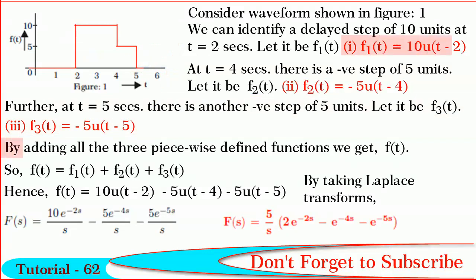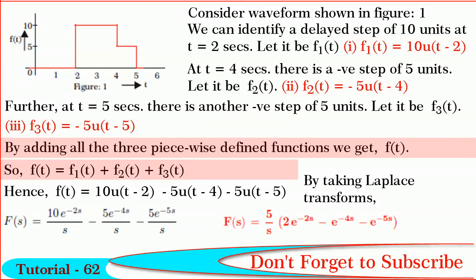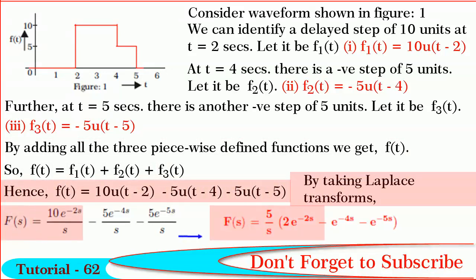By adding all the three piecewise defined functions, we get f(t), and hence f(t) is equal to 10 u(t-2) - 5 u(t-4) - 5 u(t-5). By taking the Laplace transform of f(t), we get F(s) is equal to 5/s times the bracket 2 e^(-2s) - e^(-4s) - e^(-5s).